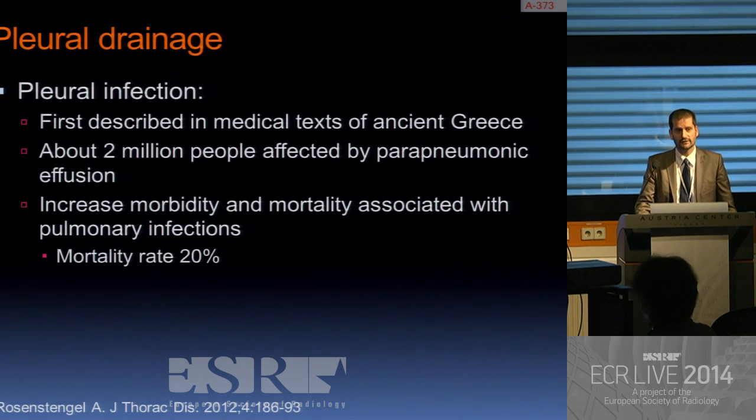Pleural infection was first described in medical texts of ancient Greece. In our day, about 2 million people are affected by parapneumonic effusion. The presence of a pleural effusion associated with lung infection increases morbidity and mortality rates, with a mortality rate of 20% if untreated.